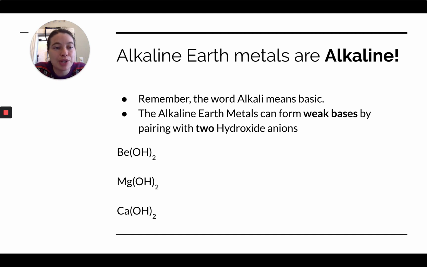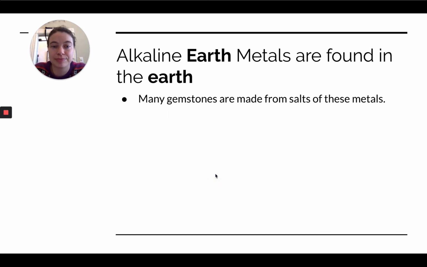So if I were to draw this out, I would have 1 beryllium atom, 2 oxygen atoms, and 2 hydrogen atoms in total in that molecule. So whenever you have parentheses as part of a chemical compound, know that everything inside the parentheses is affected by that number outside them. So the alkaline earth metals are another source of bases that we can reach.